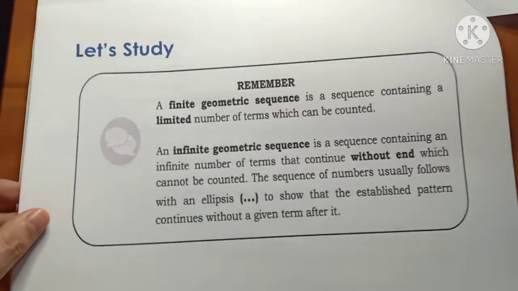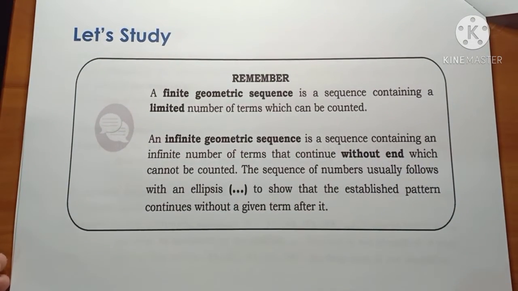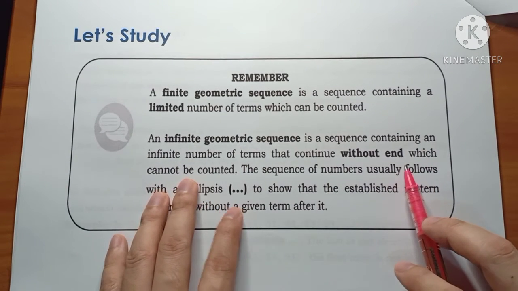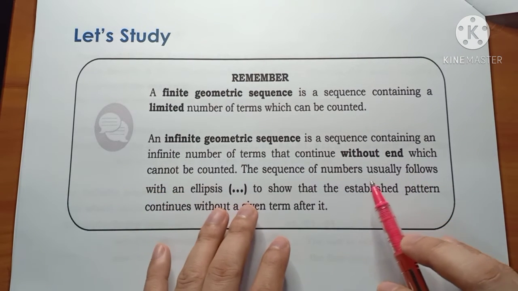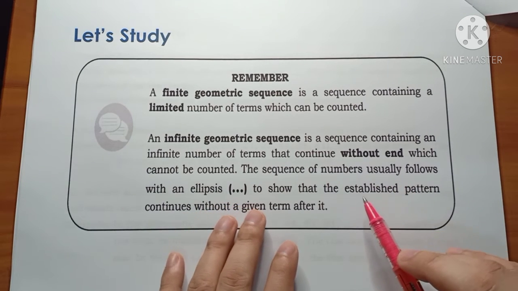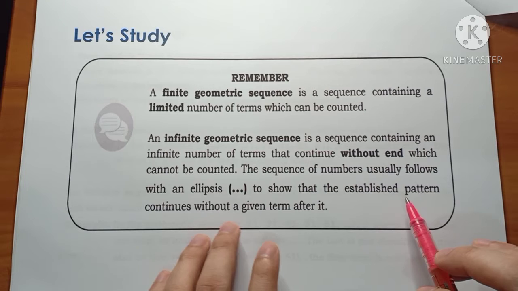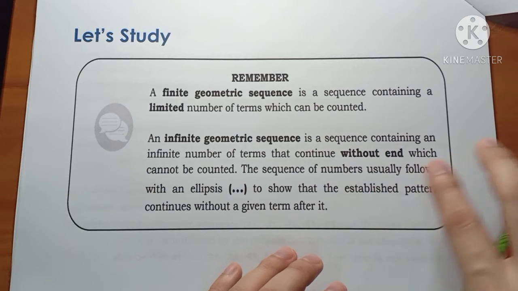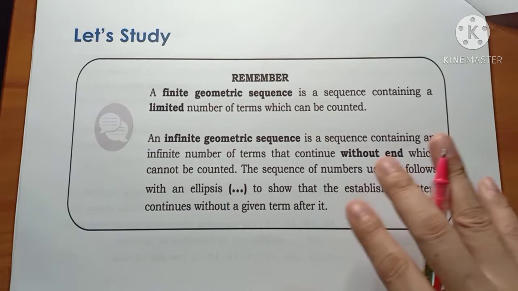Now, remember, a finite geometric sequence is a sequence containing a limited number of terms which can be counted. So, meron siyang start, meron din siyang katapusan. Wherein, ang infinite geometric sequence naman ay isang sequence containing an infinite number of terms that continue without end, which cannot be counted. So, the sequence of numbers usually follows with an ellipsis to show that an established pattern continues without a given term after it. So, ang ellipsis ang nagsasabi kung siya ay continuous at wala siyang katapusan.